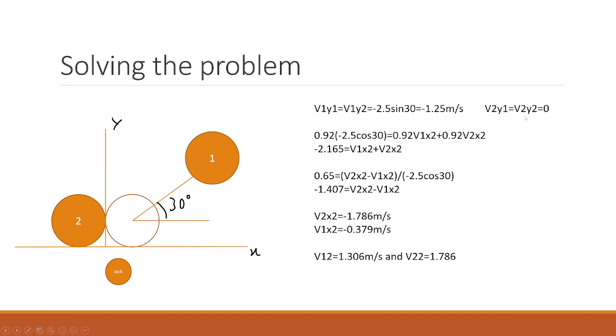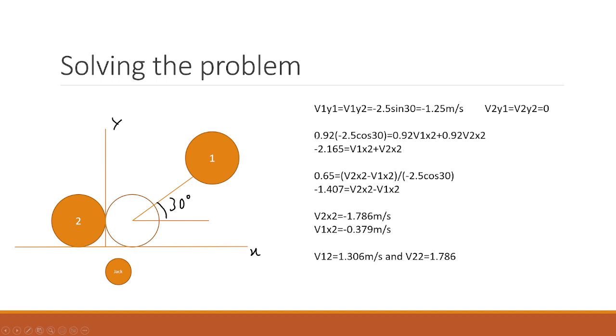First off, for the y direction, as shown in the equation earlier, the velocity in the y direction of the first ball is the same, which will be equal to negative 2.5 sine 30, and we get negative 1.25 meters per second. And the y velocity of the second ball will be equal to 0 for the first and the second velocity.